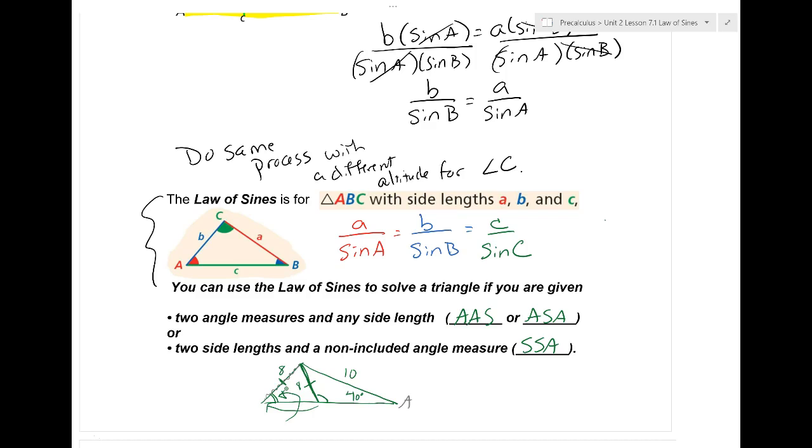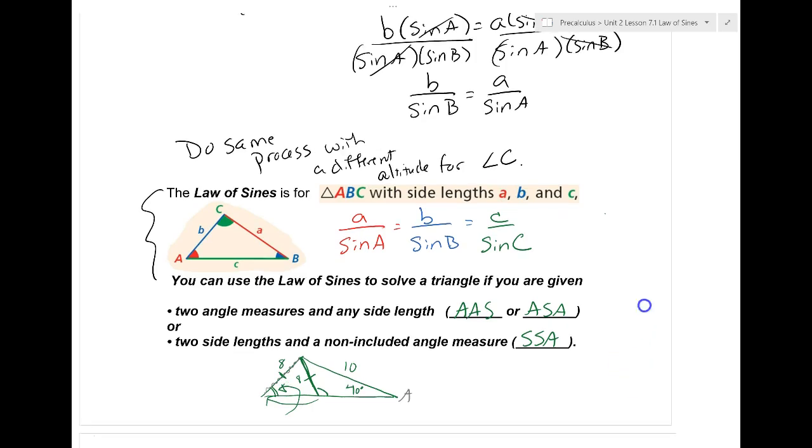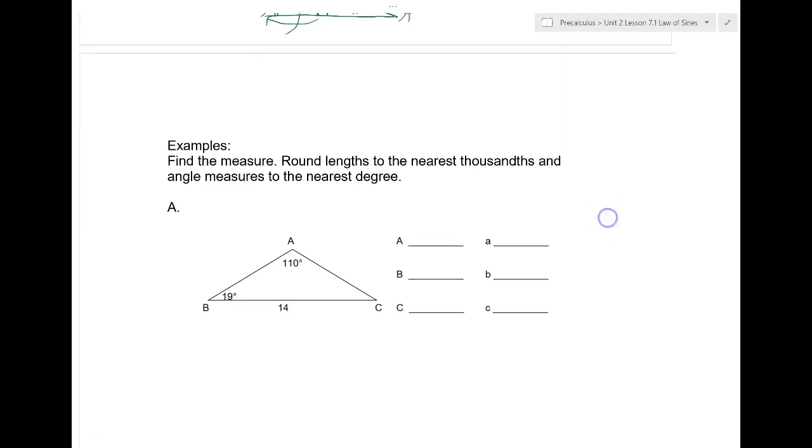So first of all, when we look at a triangle, we're going to look to see what three pieces of given information are given to us. And then that will tell us if we're going to use law of sines or law of cosines. Now today, on purpose, I made it so we are always using law of sines. But let me show you what I mean. Look at this first diagram here, for example A. Now here's the rule: round lengths to the nearest thousandths, angle measures to the nearest degree.